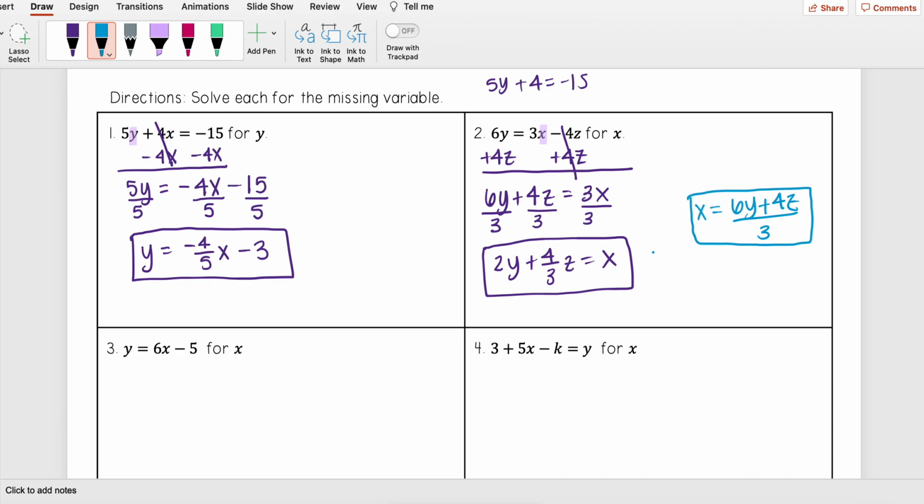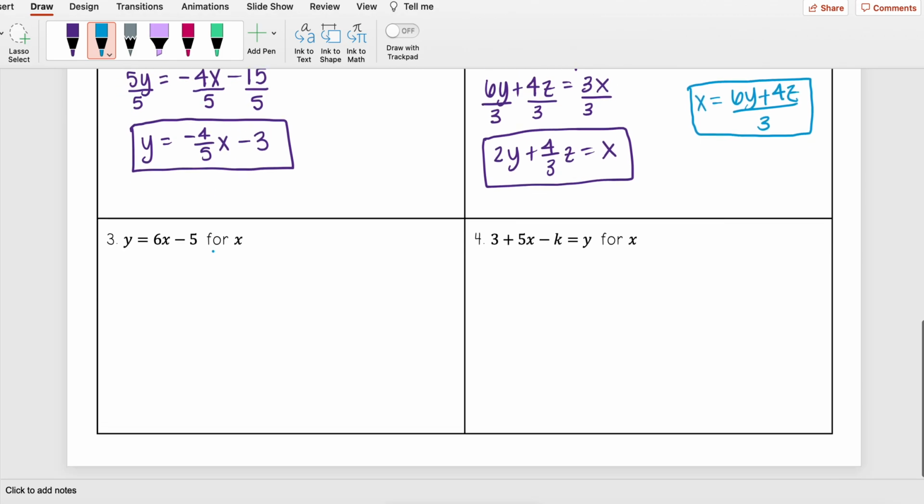The only time I really want you to go ahead and divide every term is when it's just in terms of y and x, because again, when we get to our linear equations unit, we're going to have to leave it in this form. So go ahead and pause the video. I want you to try number 3. I do want you to have it in this form right here. When you think you got it, go ahead and press play.